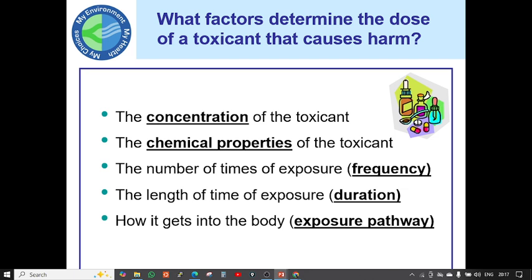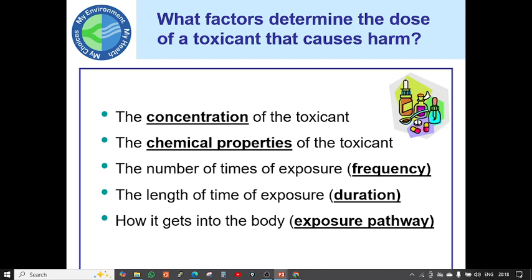Fifth is the exposure pathway. What is that? It is the way in which the toxic substance enters your body. There are different ways. For example, through the mouth: if you are consuming pills or a toxic substance, it can enter your body through the mouth, through food, or through water.